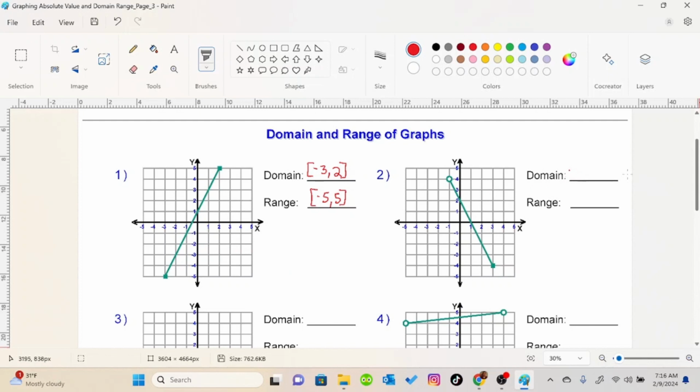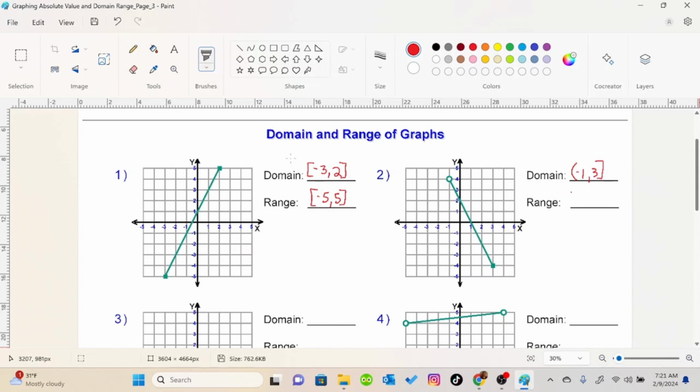Number 2, domain is x, so our smallest x value is negative 1. In number 2, the lowest x value is negative 1, but we have an empty point there, so it's not included. So we have parenthesis negative 1. The largest x value is 3, and that's a solid point, so we have square bracket because it is included.